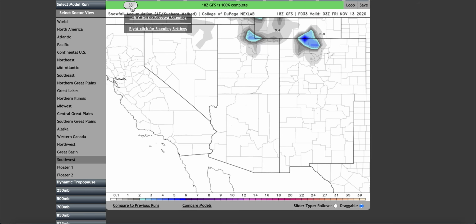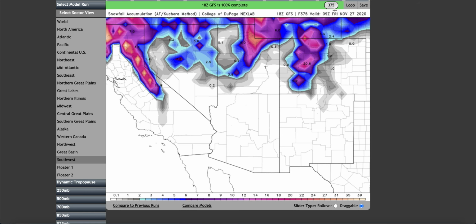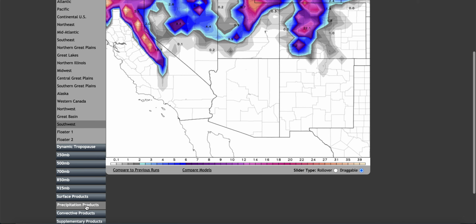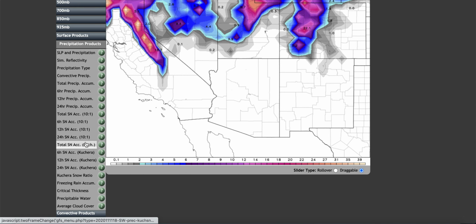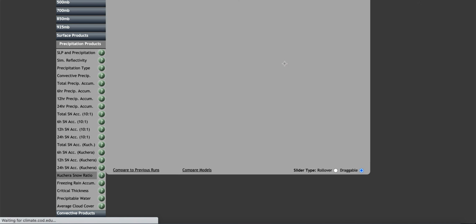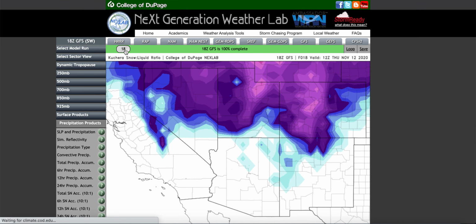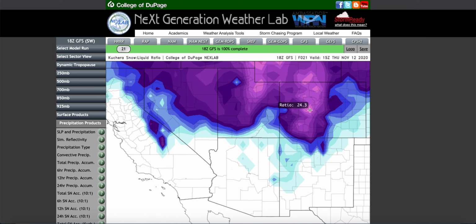I can select precipitation products, and I'm going to select the Kuchera snow ratio. Essentially, this is going to tell me not the amount of snow that's falling, but the ratio, the density of the snow. So this is a 24-to-1 ratio. If snow were to fall here, which it's forecasted to, it would be a very, very light snowfall in terms of density.